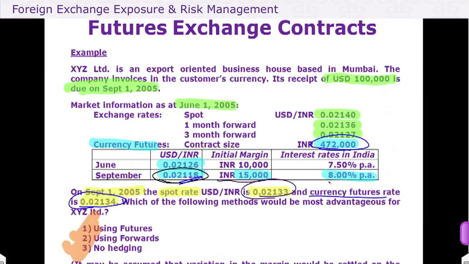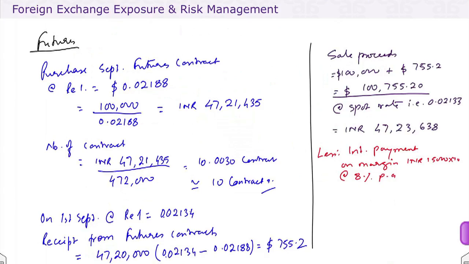So you see here, at 8% per annum, margin of 15,000 for one lot, but you are taking 10 lots. And this is for 3 months, since from June we are talking till September. So this comes out to be INR 3,000. This is a negative value.